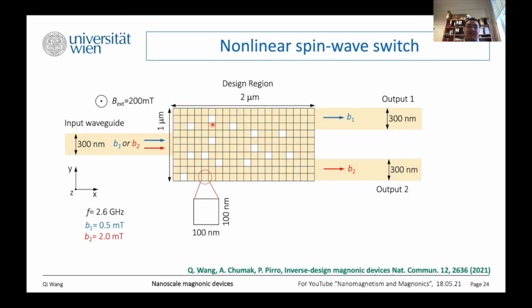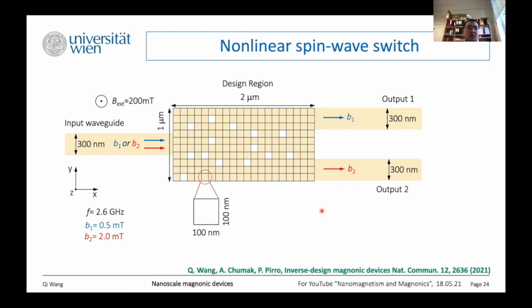Before I show you this, the inverse design of the linear demultiplexer or multiplexer, here we use the same algorithm, but design a nonlinear spin wave switch. Here we fixed the frequency, but we have different power, low power and high power. We increased the design region to 1 by 2 micrometer square, and we asked the computer to guide the low power spin wave into the first waveguide and the high power spin wave to the second waveguide.